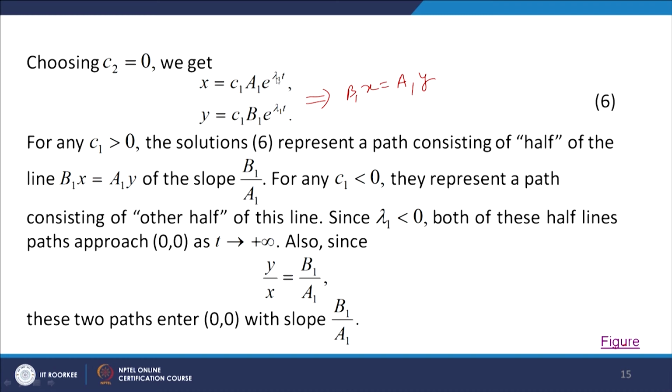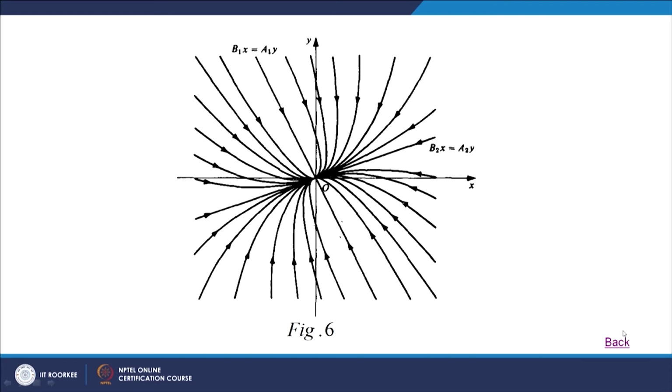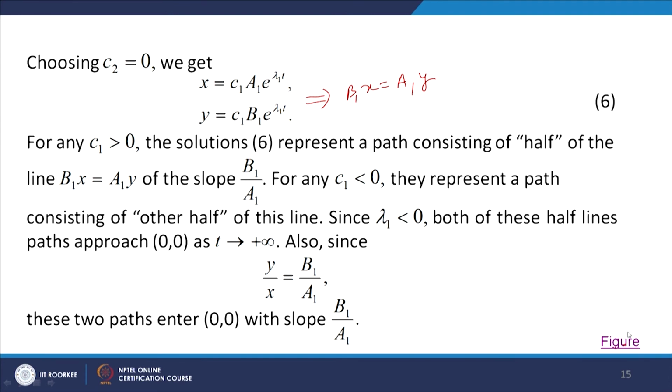You see, lambda 1 is less than 0. So, when t goes to plus infinity, x goes to 0 and y goes to 0. So, since lambda 1 is less than 0, both of these half line paths approach 0 0 as t goes to infinity. Also, we notice that y over x is equal to b1 by a1. So, these two paths enter 0 0 with slope b1 by a1, you can see here. These two half line paths enter 0 0 with slope b1 over a1.